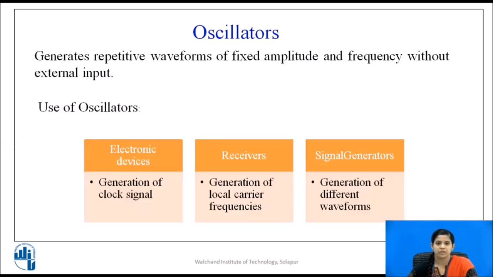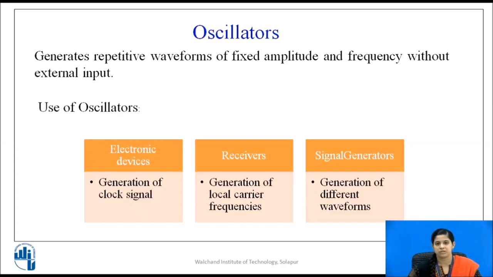For example, the electronic devices like laptop and mobiles use this oscillator to generate the clock signal. It can be used in many receivers, that mobile or TV receiver, to generate the local carrier frequencies. And it is also used in signal generators to generate the different kinds of sinusoidal and non-sinusoidal waveforms.